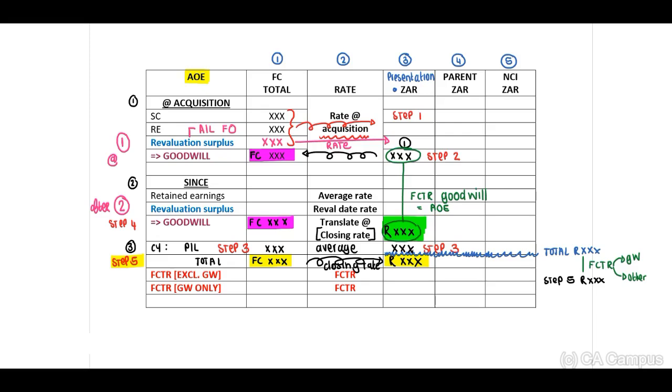Now, when you look at our since period, we will have our revaluation surplus in our foreign currency. You need to use the revaluation date rate to translate this to your rand value. And this will then have an effect on your revaluation surplus in your OCI, your normal journal entry as per your consolidation process. I want you now to please refer back to your revision page.